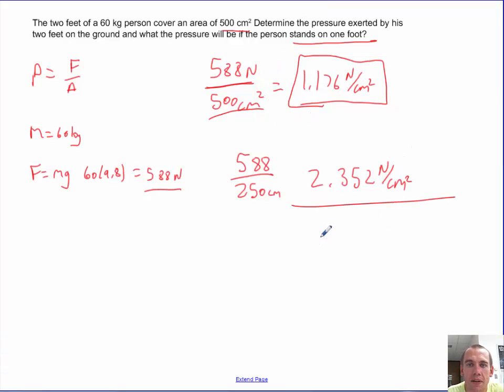Okay. So these problems are pretty straightforward. The thing to remember is you've got to keep track of units and remember mass is not weight.